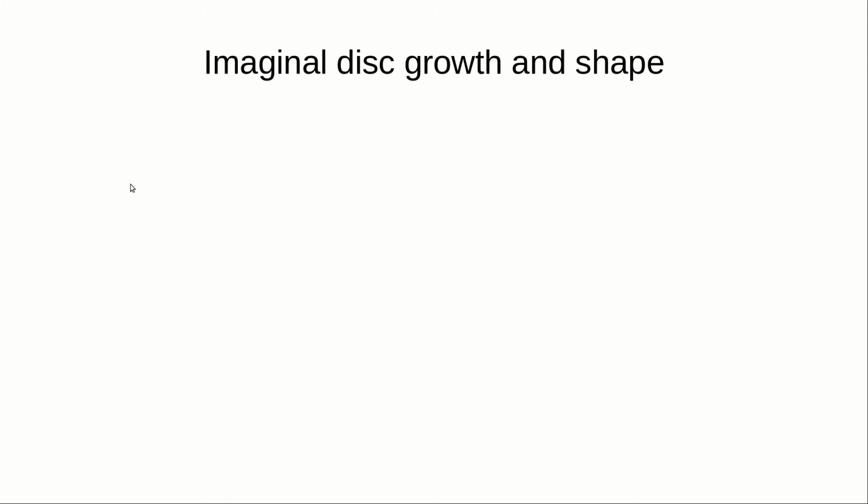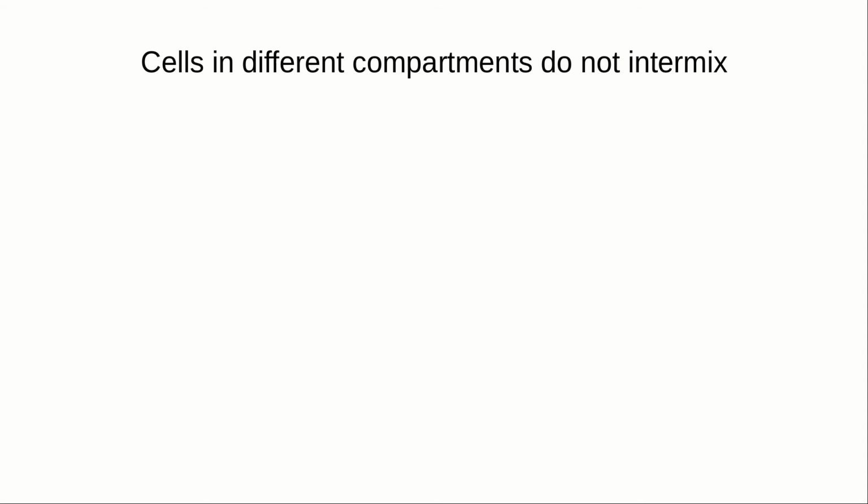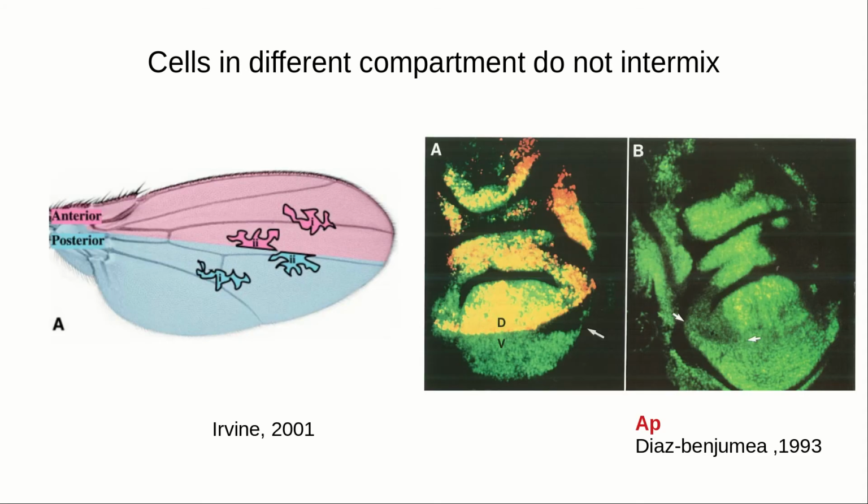In the previous videos, I explained how the disk is divided into different compartments that are molecularly differentiated, and in this video I'm going to talk about everything related to the growth and establishment of the shape of the disk. First of all, I'd like to talk about the concept of the compartments, which has already been introduced, but not enough. So compartments are defined because they are regions in which cells do not intermix.